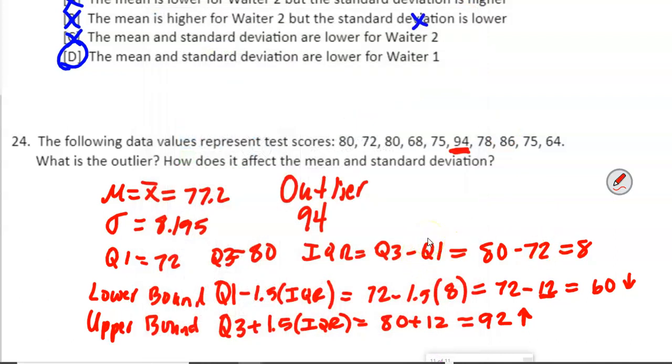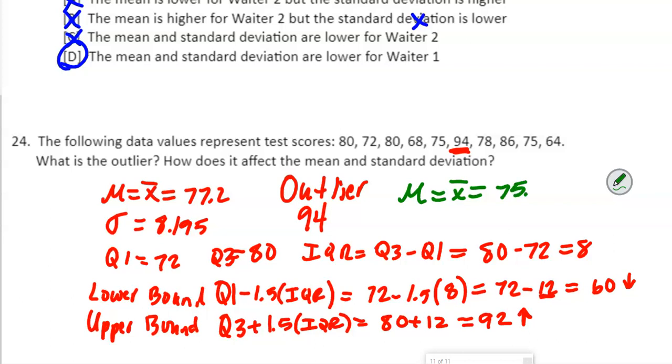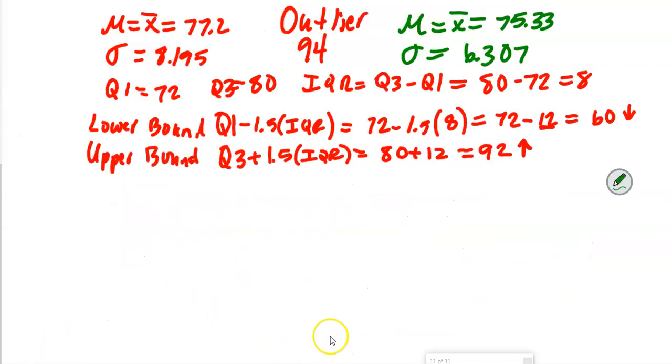So our new mean, I'm going to write it in a different color, green. Our new mean, which is our x with the line over it, was equal to 75.33. And our new standard deviation was 6.307. So what we want to do now is compare them, okay? So we're going to compare our means, which our new mean, with the outlier taken out, is lower. And what about our standard deviation? It's also lower.